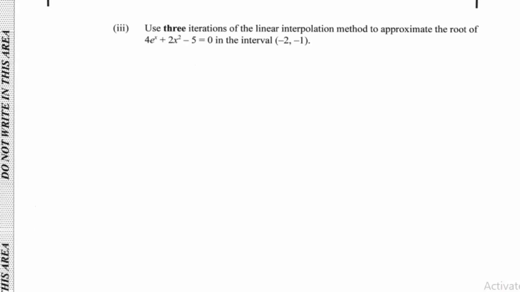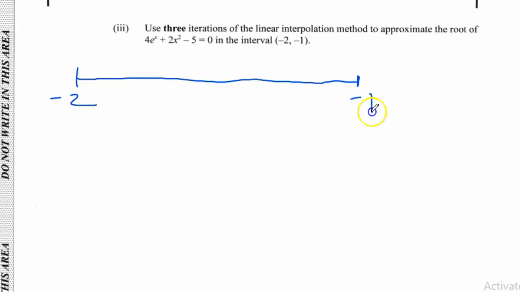So we have the same function, and we are also using 3 iterations of the linear interpolation method to approximate the root of the same equation, and this time it's another root. This time the root is in the interval -2, -1. So this equation obviously has more than one root. We are told the root lies between -2 and -1. We just assume, I guess we're not asked to show it using the intermediate value theorem. We just assume the root falls between -2 and -1.